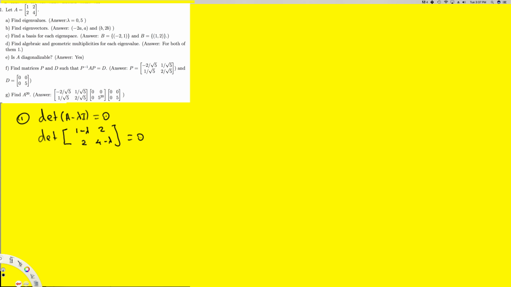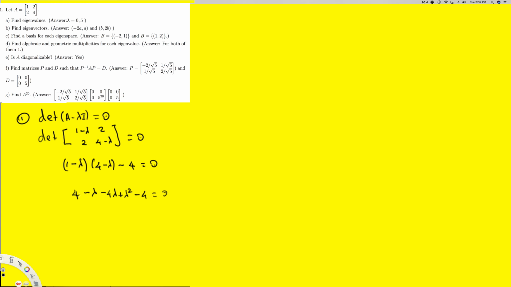If I find the determinant of this, that's going to be AD minus BC. This is going to be (1 minus lambda) multiplied by (4 minus lambda), that's AD, and minus BC is going to be 2 times 2, so this is going to be minus 4 equal to 0. If I multiply this out, 1 times 4 is 4, and 1 times minus lambda is minus lambda, times 4 is minus 4 lambda, and the last one, minus lambda times minus lambda, is going to be plus lambda squared. Minus 4 equal to 0.